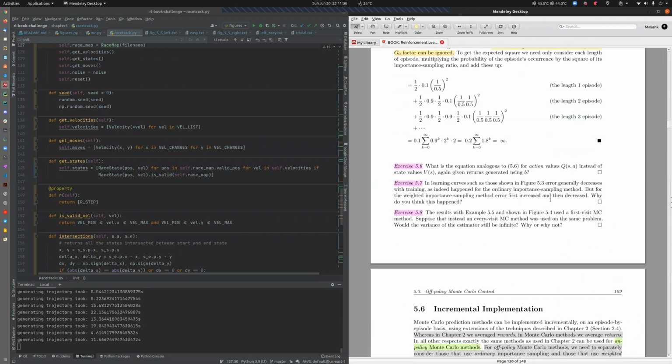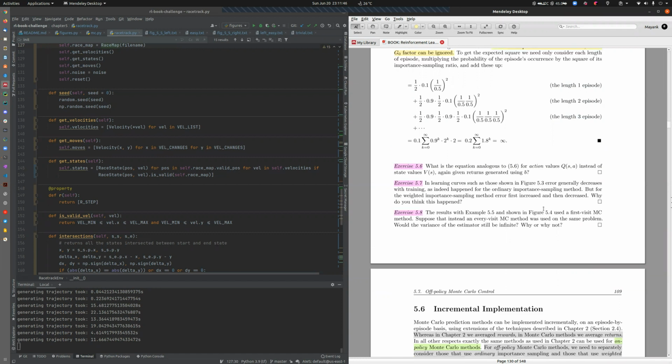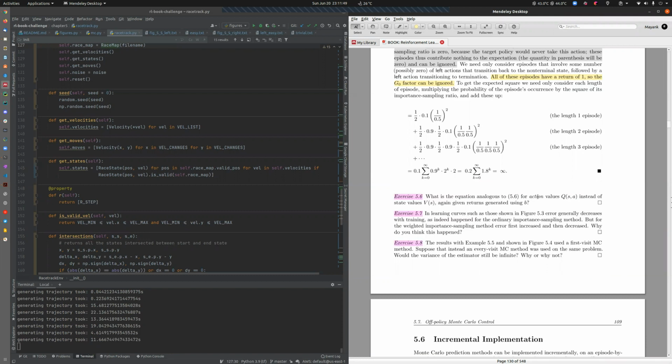These are three queries which we had to look at: 5.6, 5.7, and 5.8. Exercise 5.6 was how do we calculate action values instead of state values using b? I have the slides open.